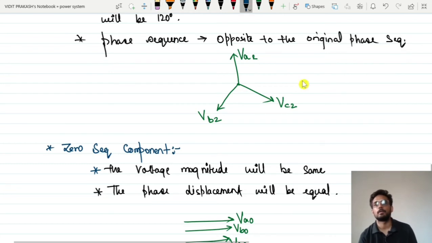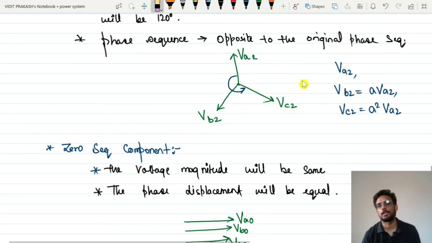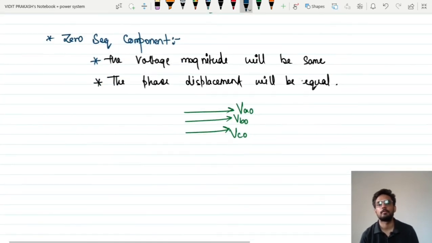Three voltages we will get here, that is VA2, this is the first voltage, then VB2, this is A into VA2, and the third voltage is VC2, that is A square VA2. Because this is rotating by 240 degrees in the anti-clockwise direction, that's why we are using A square. A square means the angle should be 240.